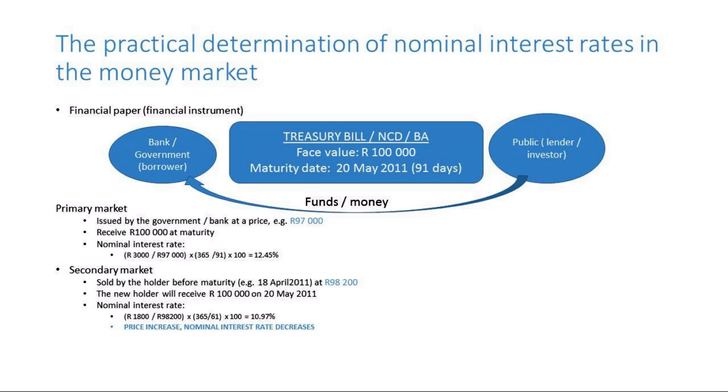Now, if you don't want to wait 91 days to get your money back, you can always sell this treasury bill or NCD or BA in the secondary market. So selling it before maturity, you can now go and sell your paper. You bought it at 97,000 and want to resell it at 98,200. So the new holder will still receive 100,000 at the end of the period, but of course, earn a slightly lower interest rate. They're holding it for a shorter period of time and they earn a lower interest rate than you would have done if you put your money into this instrument for the full period.